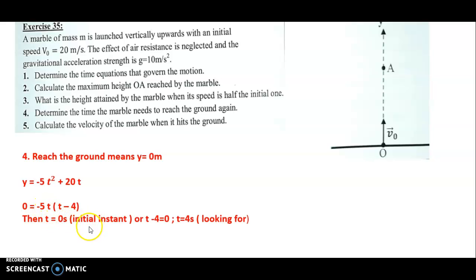We are not looking for the initial instant. We know that already the object started moving at t equals 0 from the ground. So we're not looking for this part. We want the other one, t minus 4 equals 0. So t equals 4 seconds. We are looking for this one. So at t equal 4 seconds, after it starts from 0, it goes up, then after 4 seconds, it reaches back the ground.